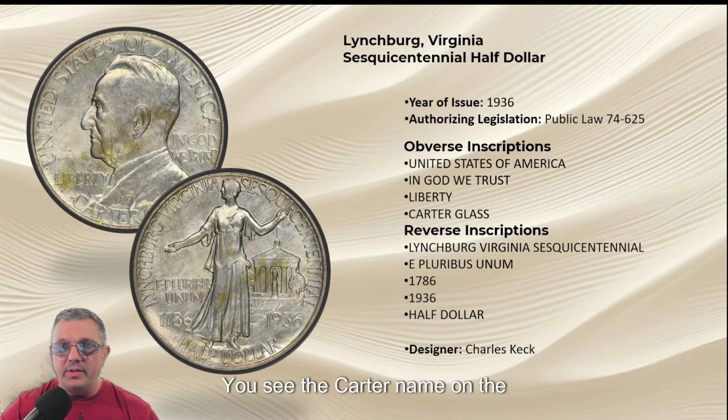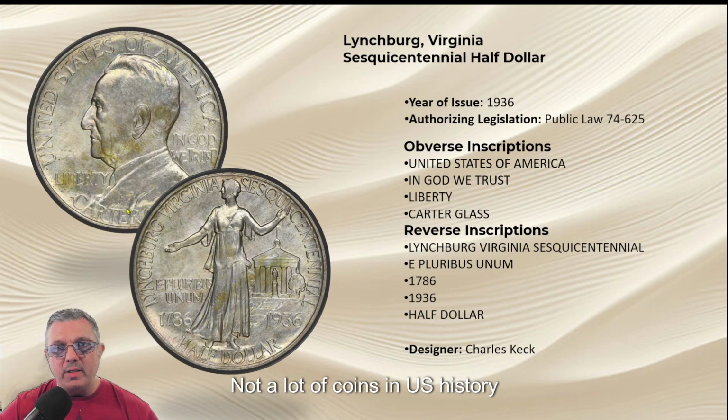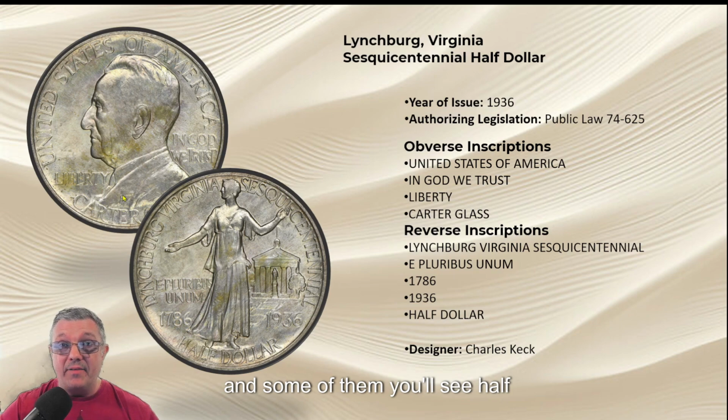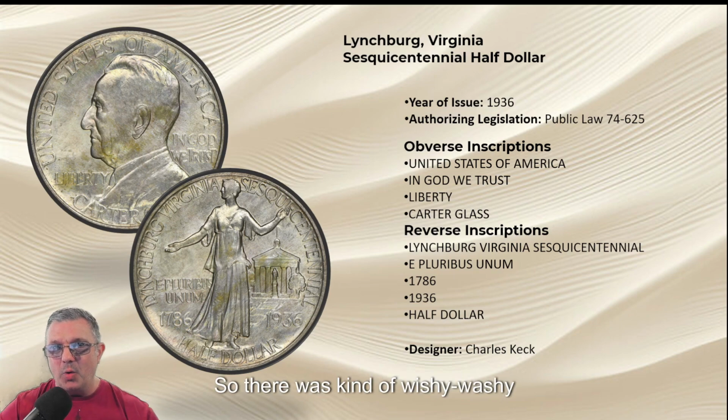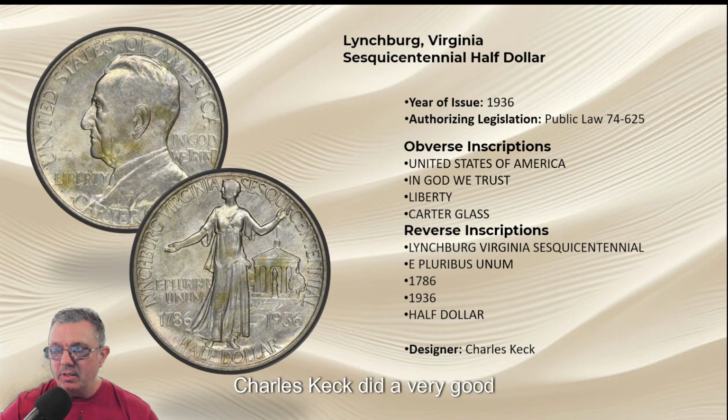You see the Carter name on the bottom. Not a lot of coins in U.S. history have the person's name on them. There are only a few within the commemorative realm. This is one of them. But again, some of them you'll see $50 on the front. Some of them you'll see their names. So there was kind of wishy-washy about what was on the front and what was on the back of the coin. But again, Charles Keck did a very good job on this particular coin.